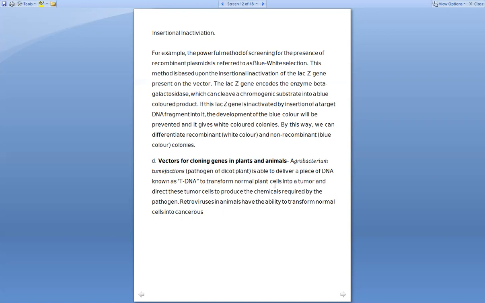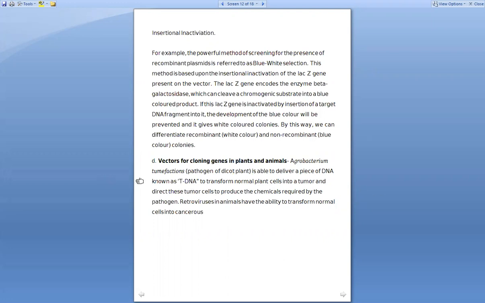To transform normal plant cells into tumor cells and direct these tumor cells to produce the chemicals required by the pathogen. So here why is it known as tDNA? Because the Agrobacterium tumefaciens acts as a pathogen for the dicot plants, and it has the ability to transfer a piece of DNA, right, to a normal plant cell. So the normal plant cells are going to be converted into tumor cells, right? The normal plant cells convert into tumor cells upon addition of the piece of DNA, that was the tDNA.